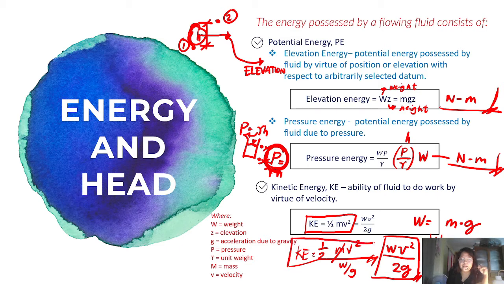So, pareho lang naman yan. Itong M is mass, tapos itong W na to is weight. Okay? So, mass times gravity lang naman yan, mass times acceleration due to gravity. Ayan. So, dito lang din naman galing ang one-half mv squared. Okay. Ano pa? Pang-pointers to consider.